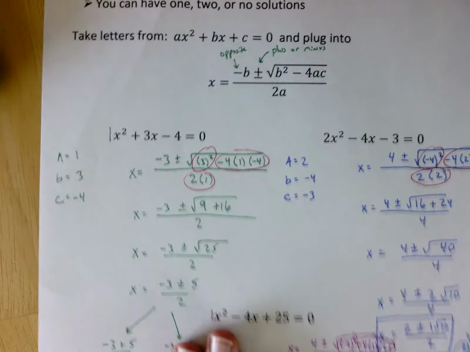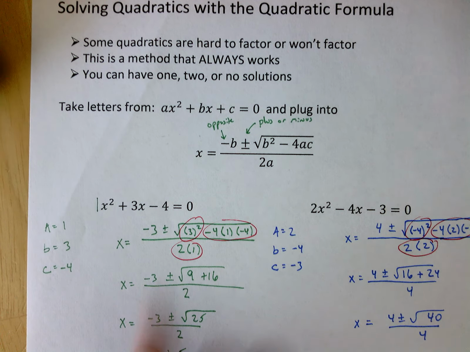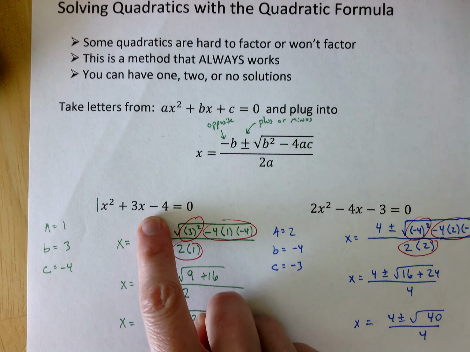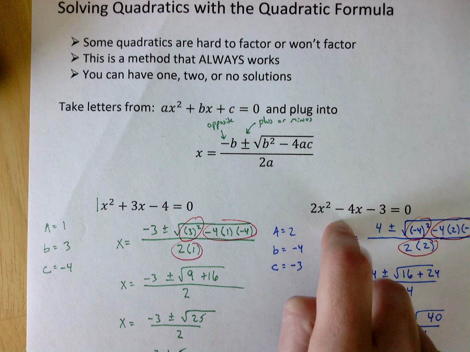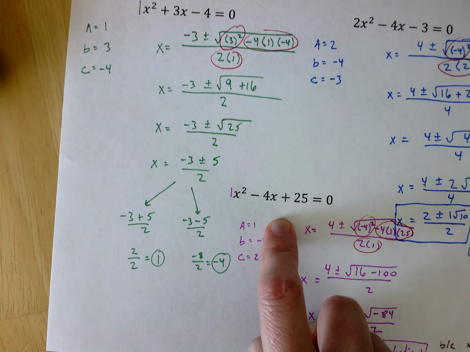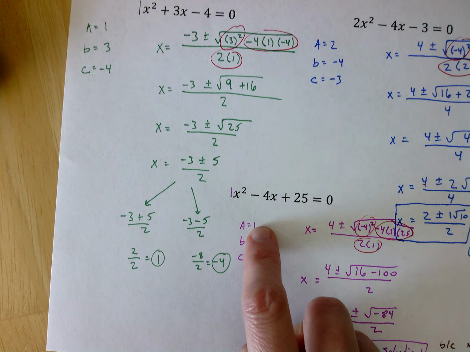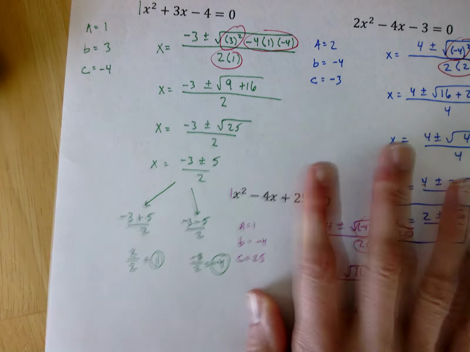All right, so again, this is a method that will always work. You could always use this to solve. This guy, we could have solved by factoring, and it probably would have been a lot easier. This guy we couldn't solve by factoring, so the quadratic formula is really your only option. And then this guy down here also wouldn't factor. Two things that multiply to 25 and add to negative 4, there aren't any. So the quadratic formula is your only option here too.